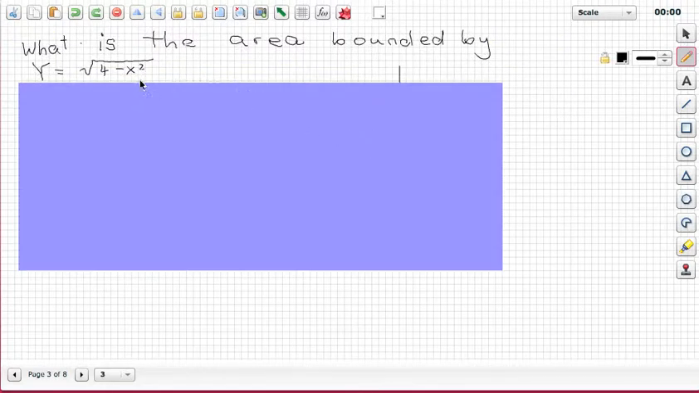A typical SAT question would be, what is the area bounded by y equals the square root of 4 minus x squared? If you want, you can pause the video and try it on your own, or you can work with me.